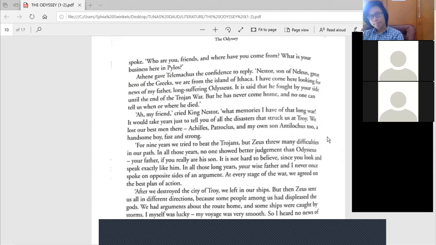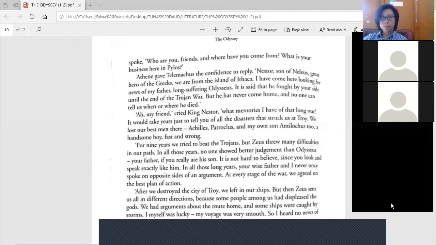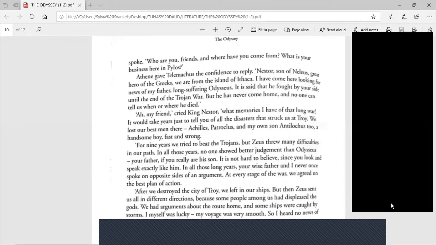For 9 years, we tried to beat the Trojans, but Zeus threw many difficulties in our path. In all those years, no one showed better judgment than Odysseus, your father. If you really are his son, it is not hard to believe since you look and speak exactly like him. In all those long years, your wise father and I never once spoke on opposite sides of an argument, and at every stage of the war, we agreed on the best plan of action.